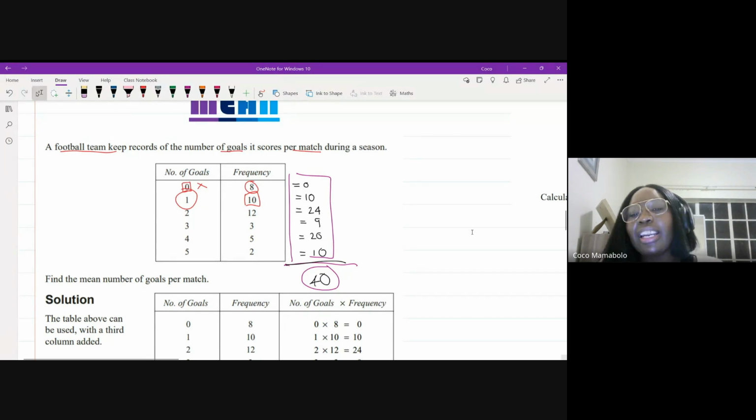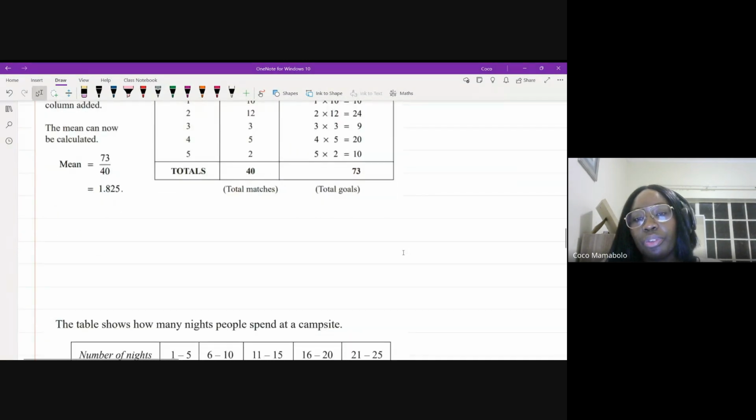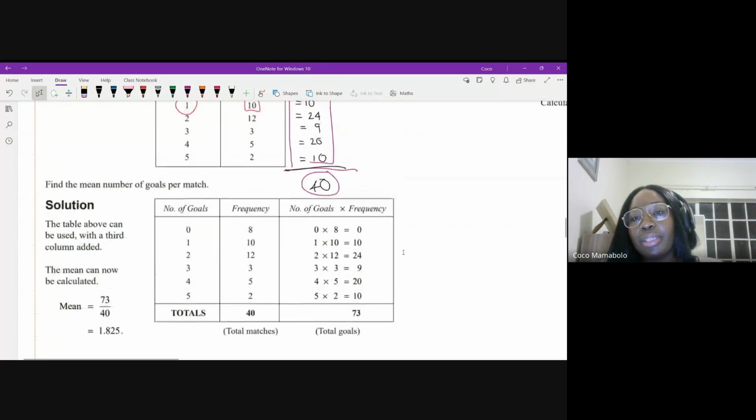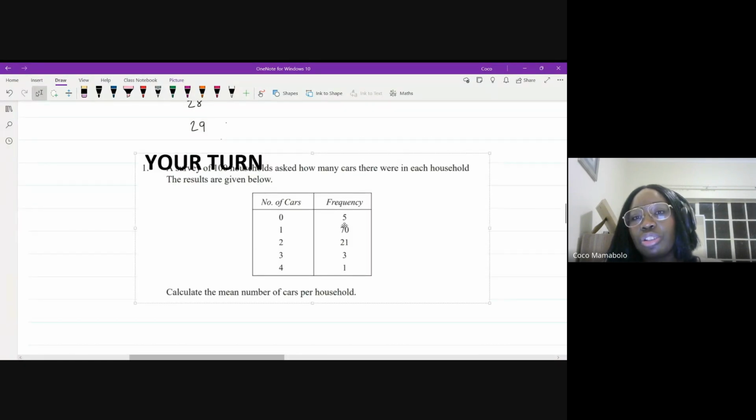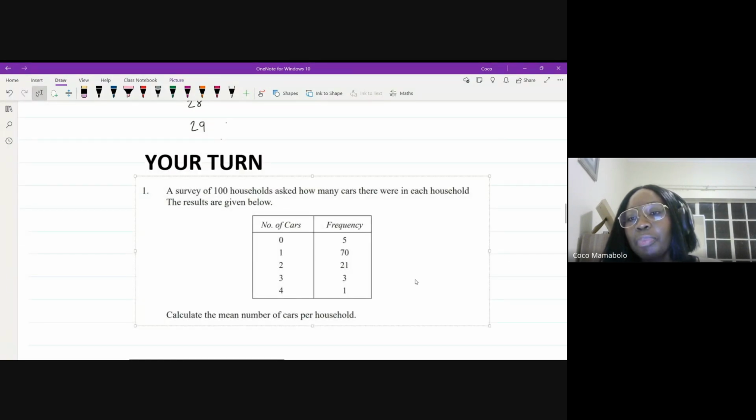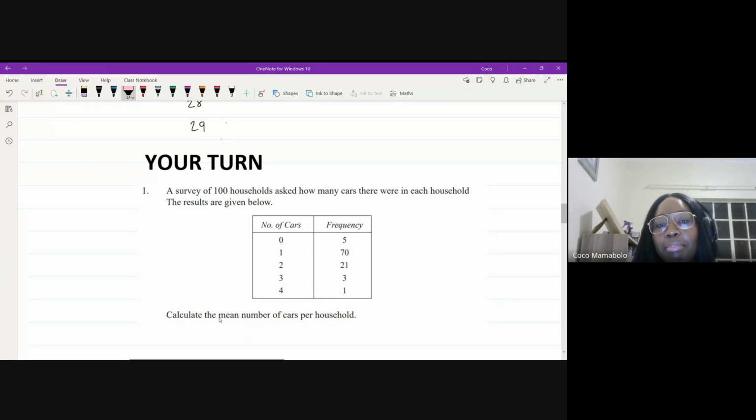Okay, let's look at an example that we could do. Oh, that one is a bit difficult. We're going to come back to that one. I want you guys to try this one. It says, a survey of 100 households asked how many cars there were in each household. The results are given below. Determine the mean number of cars per household.